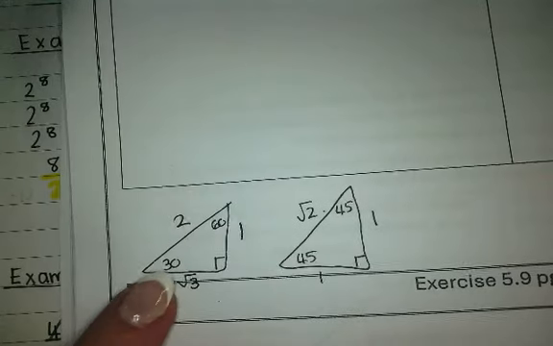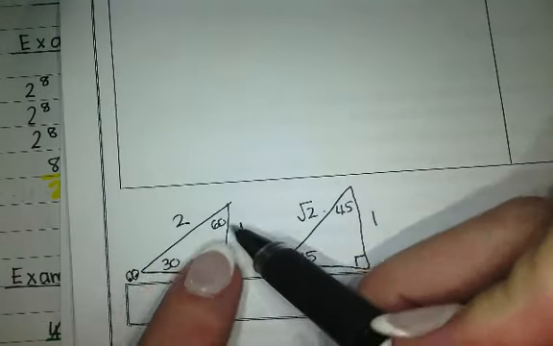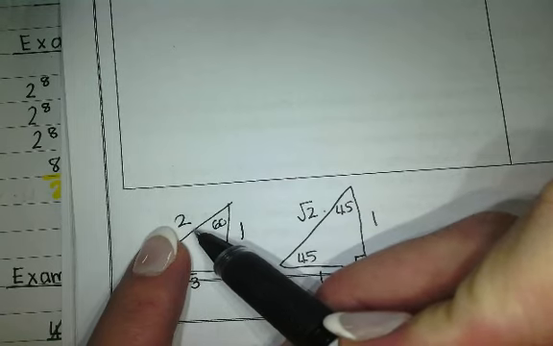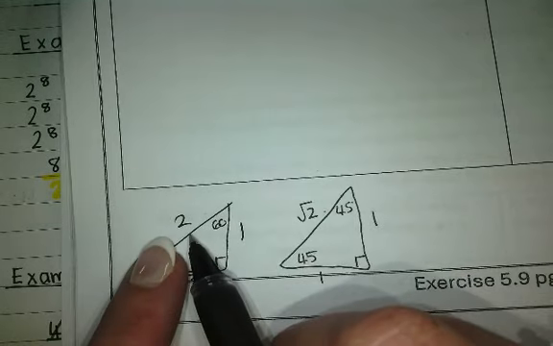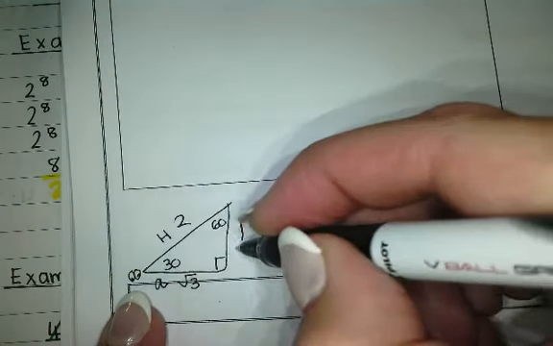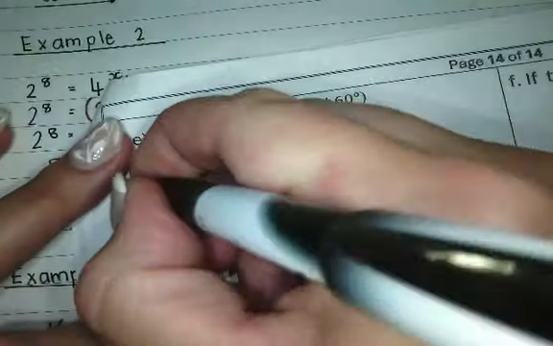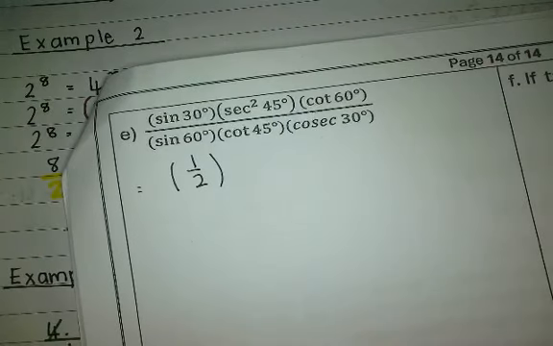Right, so we've got sin 30. We're looking from here. Sin 30. SOH CAH TOA. So do you agree sin 30 is a half? SOH CAH TOA. It's a half. So from here, this is going to be adjacent, hypotenuse, opposite. SOH CAH TOA. So sin 30 is 1 over 2.